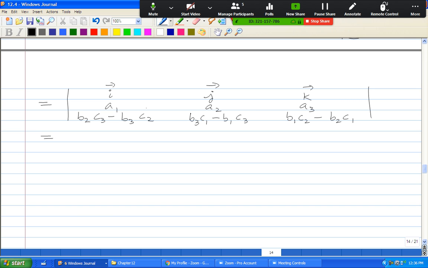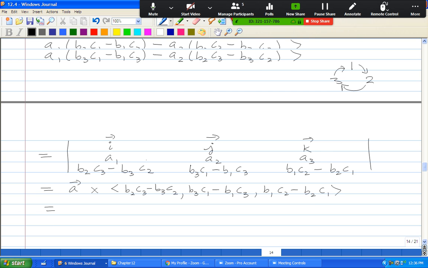And, well, this is the cross product of A cross something with these components, B2 C3 minus B3 C2, B3 C1 minus B1 C3, B1 C2 minus B2 C1.